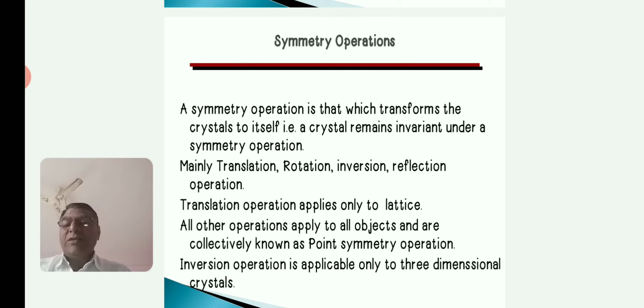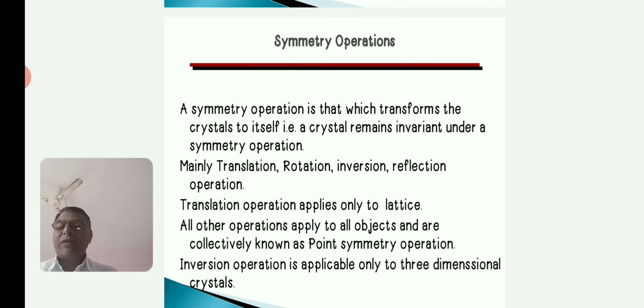The translation symmetry operation applies to lattice only, while all the remaining operations and their combinations apply to all objects and are collectively called point symmetry operations. The inversion operation is applicable only to three-dimensional crystals.